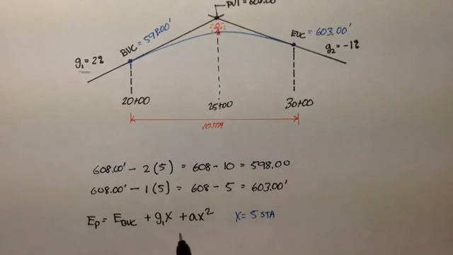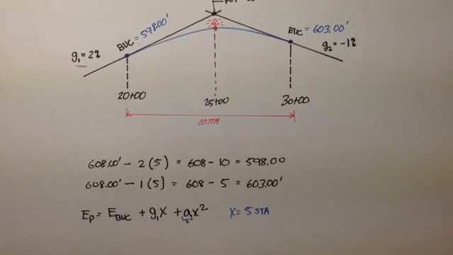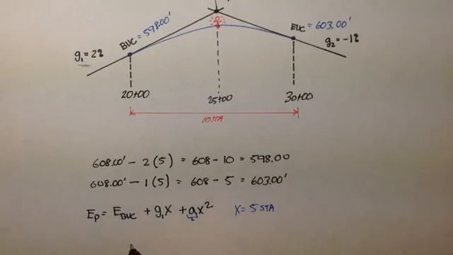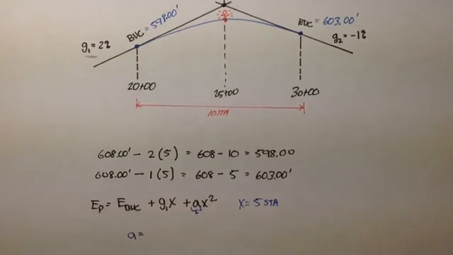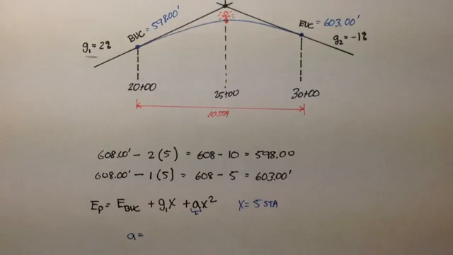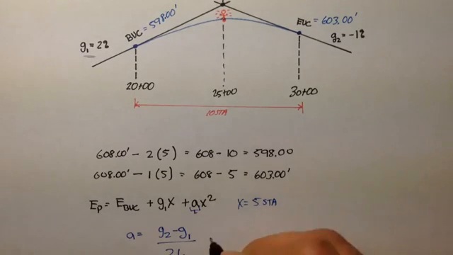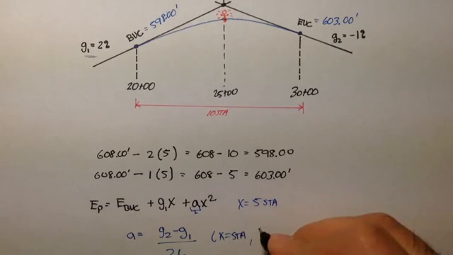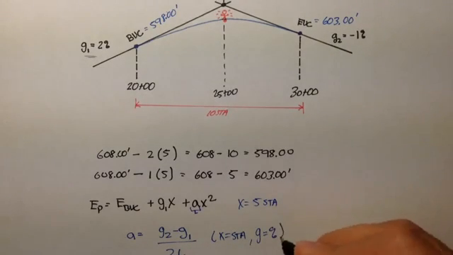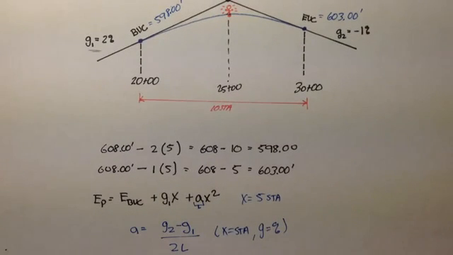So I'm actually going to solve for the A term first, just so we can get that out of the way. The A term, I'll do it in blue, remember from the last several videos, was G2 minus G1 over 2L. And remember, if X is in stations, which it is, we want the grade to be in whatever percent form it is in currently. We don't want to convert the percent into decimal.